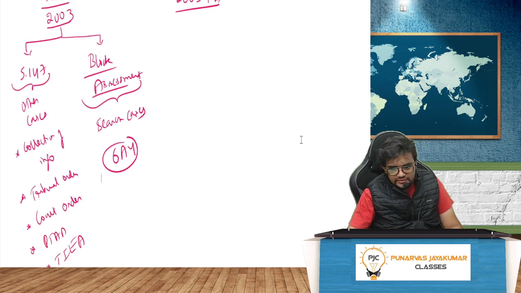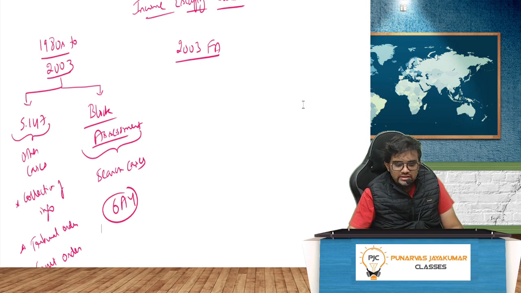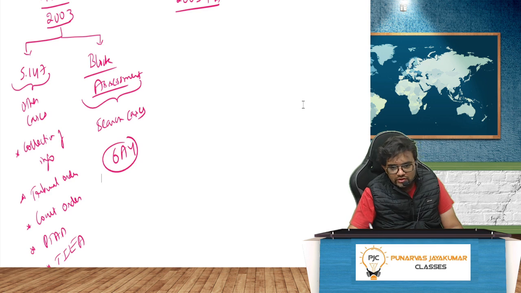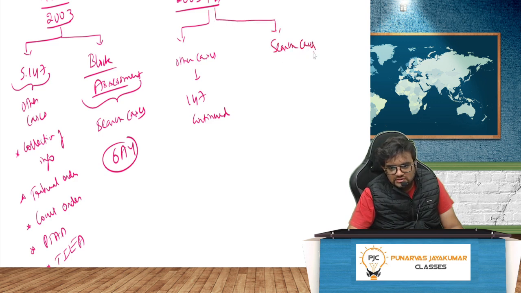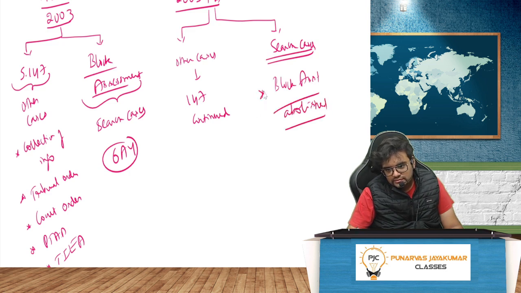So, what happened? 2003. 2003, what did they do? For other cases, normal 147 continued, no change. For search cases, block assessment abolished. 153A introduced.